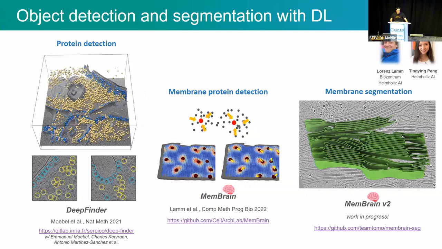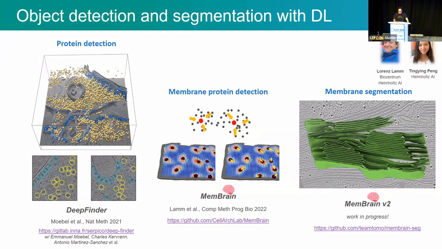And Lawrence has also developed MemBrain, which is a tool specialized in membrane particle picking for tomograms. The original version of MemBrain expects you to have the membrane segmentations already. Now we are working on a new version of MemBrain that will also do the membrane segmentation for you. This is still ongoing work, but we plan to release it later this year.